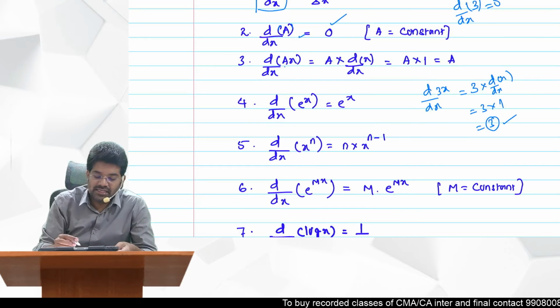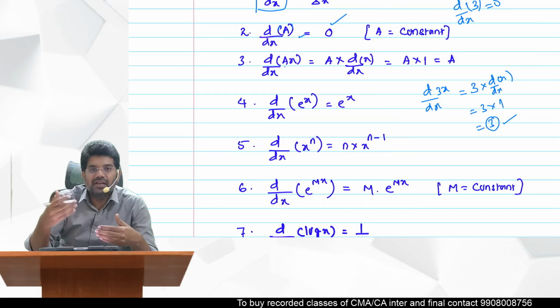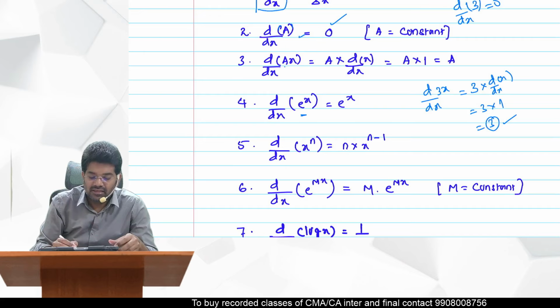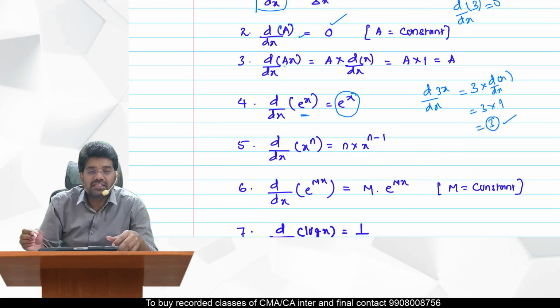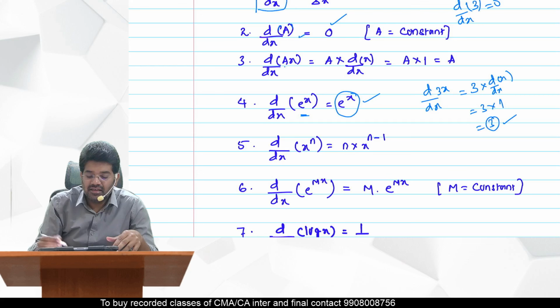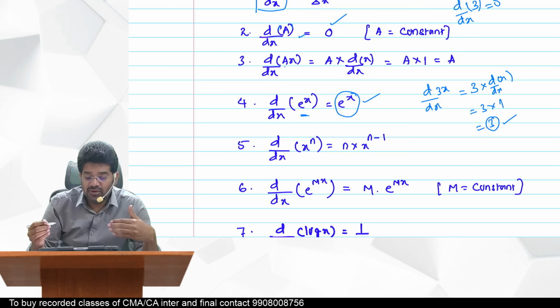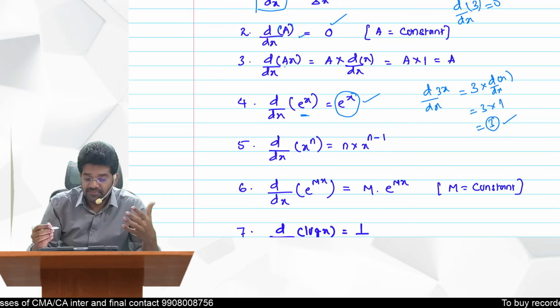Next one is d by dx of e power x, which is e power x. This is the answer for that. D by dx of e^x is equal to e^x. The value of e is 2.718.